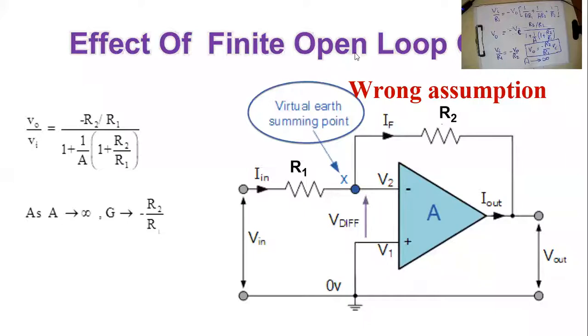Now, again, let's go to our presentation slide. And this is typically what we did. When A tends to infinity, we have the closed loop gain in this formula. However, when A is not equal to infinity, you have this more complicated formula.